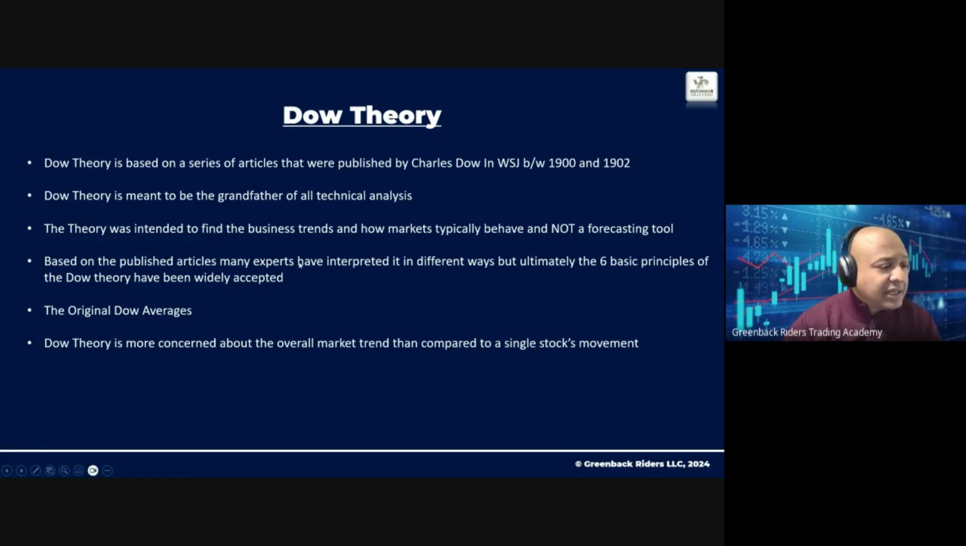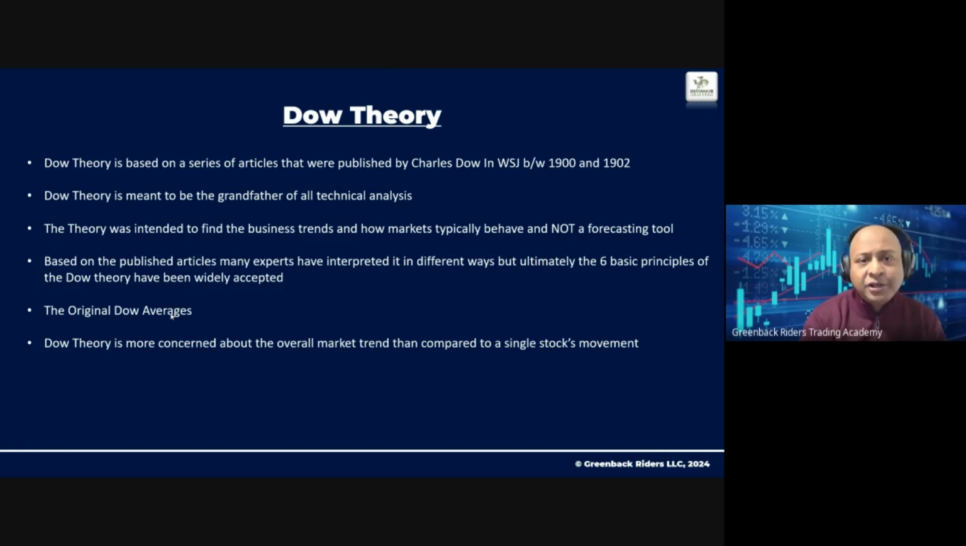Based on the published articles, many experts have interpreted the Dow theory in different ways, but ultimately, six basic principles of Dow theory have been widely accepted. We will look at those principles one by one, and then he came up with the Dow averages. We will talk about that also. There were two Dow averages that he came up with: the DJIA, the industrial average, which I think comprised around 20 companies, and then he had something called the DJTA, the transport side, which looked at around 12 or 13 railroad companies that were running at that point of time.